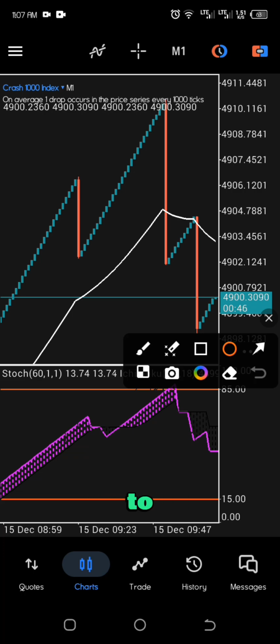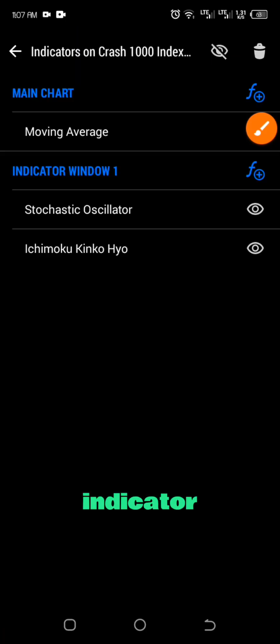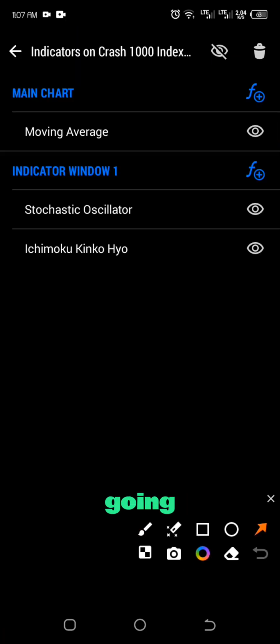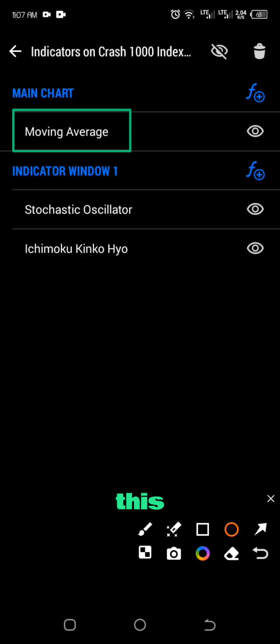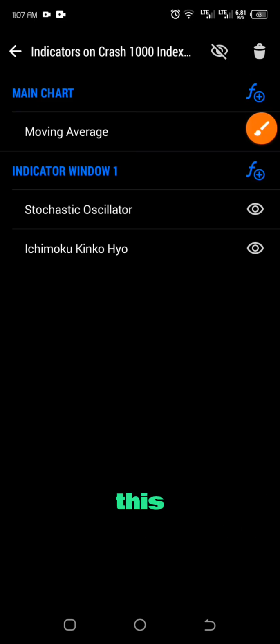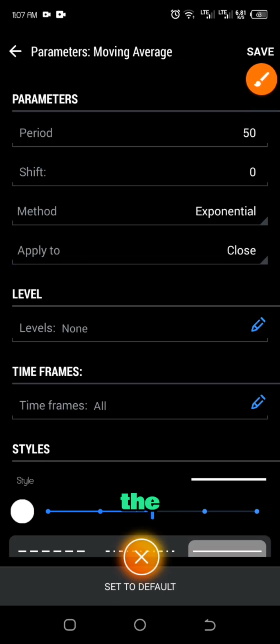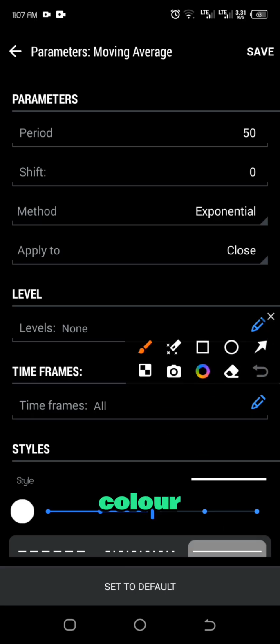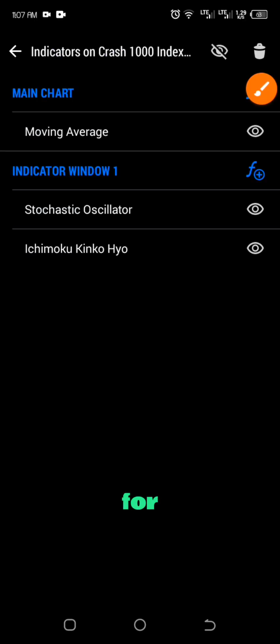Now first thing we have to do is just click on this icon we are seeing at the top. This is where we are going to be adding our indicators. So the first indicator we are going to be adding is the moving average. And how do you add this? We click on this F icon right here. When you click on this F icon, the parameters for the moving average: the period is 50, shift is 0, method is exponential, apply to close. And for the style, use a color of your choice and click on save. So that is the first indicator we are going to be using for the strategy.